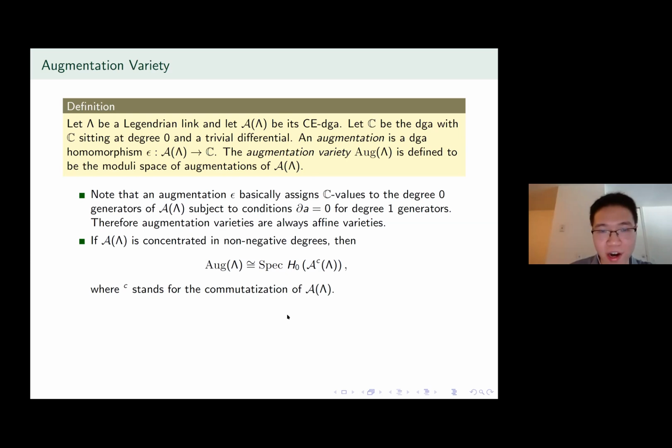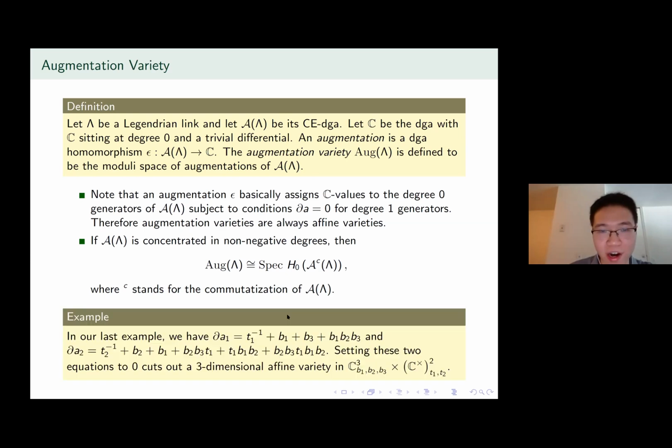Okay. So now, for example, partial A1 equals that, giving coordinates B1, B2, B3, and C star squared with coordinates T1, T2. T1 and T2 are coordinates of C cross, because they are invertible. These are two copies of C, and then you have a 5-dimensional affine ambient space. You have two equations. You cut it out, and you get a three-dimensional affine variety.